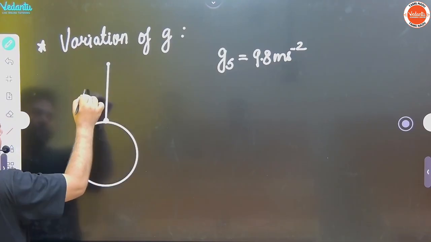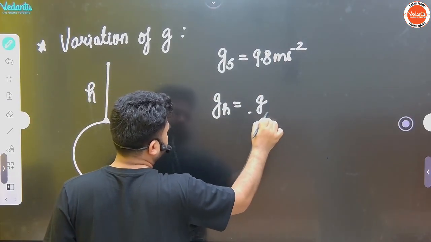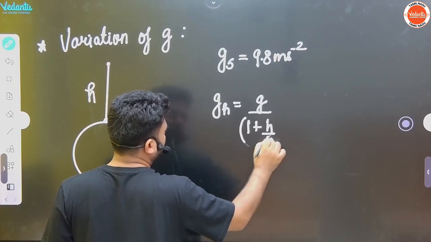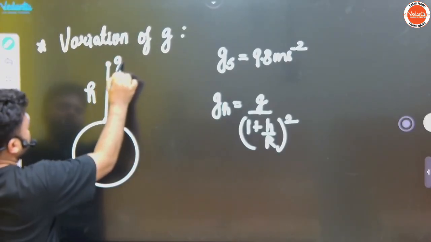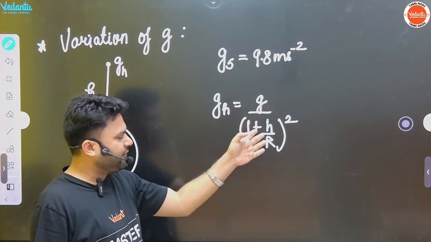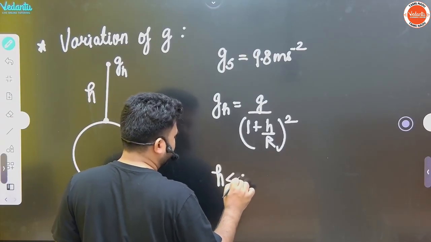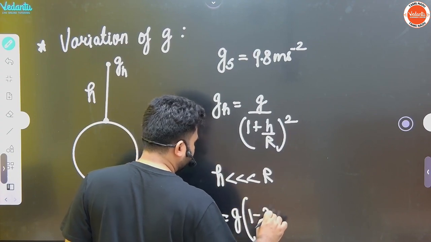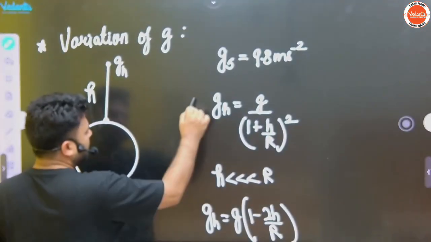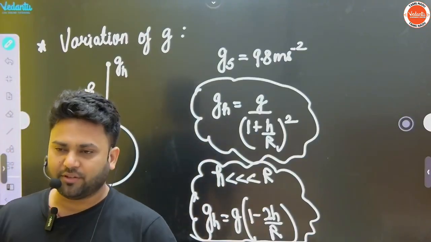First consider when we are going up. Suppose we go to a height h from the surface. The formula for g at a height h, you remember, is g divided by 1 plus h by r, the whole square. If they ask what the g value is here, apply this formula. If the height is very negligible compared to the radius of the earth, then g at height h equals g into 1 minus 2h by r. This formula is very important: if h is much less than r, g equals g into 1 minus 2h by r.